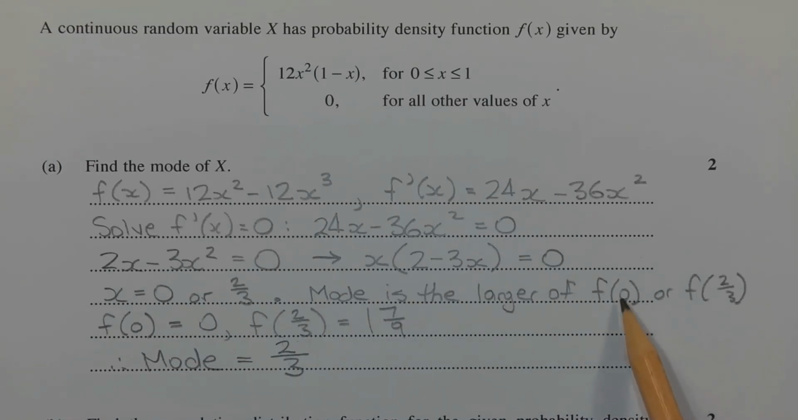So testing these two values of x, f of 0 is 0, and because it's 0, we can throw that one out and discard it. That leaves us only one left. F of 2 over 3, which equals 1 and 7 over 9. Therefore, the mode is equal to 2 over 3.